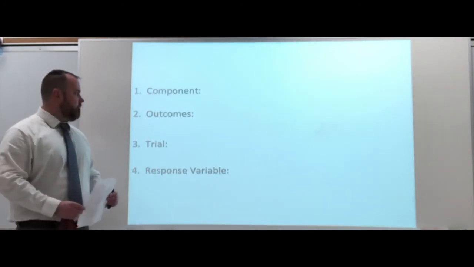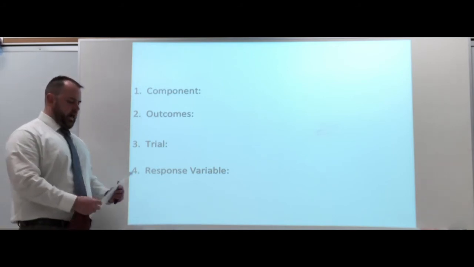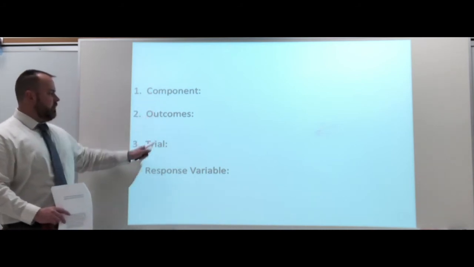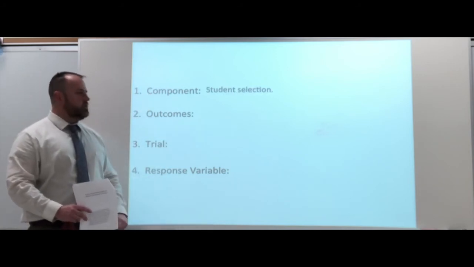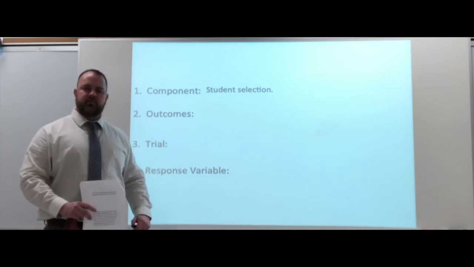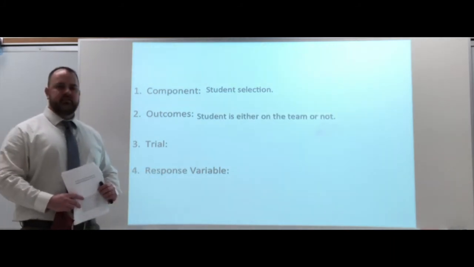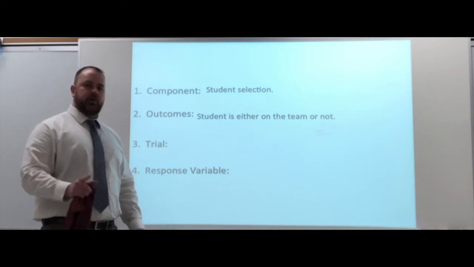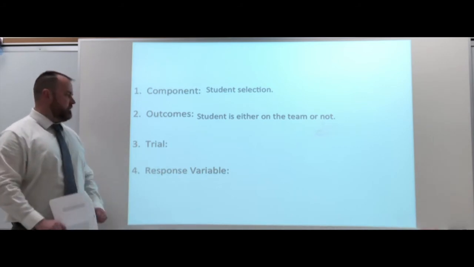Okay, so here we have the component, outcome, trial, and the response. I'm not even worried about the actual numbers that we're going to use yet. So let's look at the component, outcome, trial, and response. Our component this time, we call up one number. Each number is going to be a student selected. So that one number represents one of our 57 students. The outcome we care about, is that person on the sports team or aren't they? Remember there are 20 people on the sports team. We're looking for people who are on it or are not on that sports team.